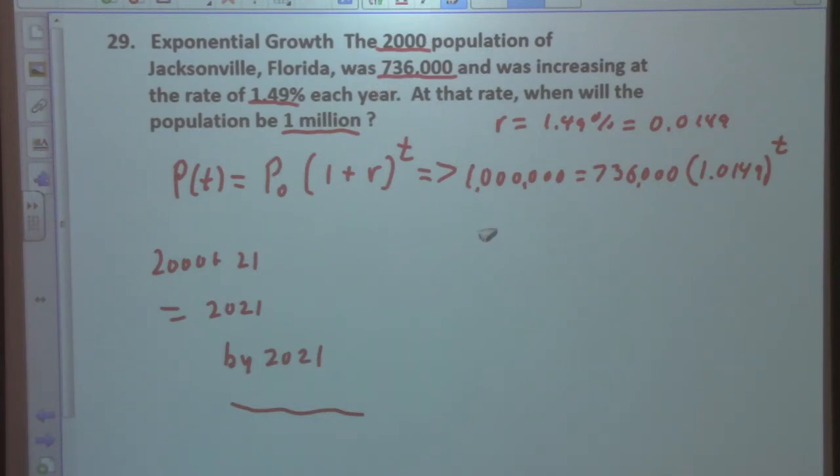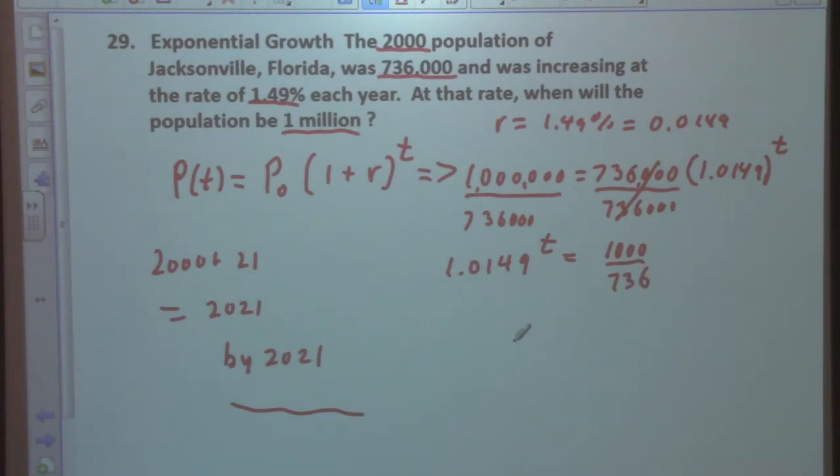So I want to show you something here. I'm going to show you algebraically solving for t right here. And remember what Angel said? He said subtract 736,000. No, we're not going to subtract it. We're going to divide by it, right? When we divide by it, what happens on the right side? Cancel, right? So what we have is 1.0149 to the power of t equals 1,000 over 736.